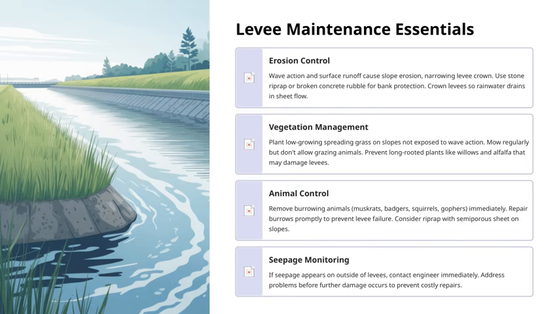Finally, seepage monitoring is critical. If you notice seepage on the outside of the levees, it's important to contact an engineer immediately. Addressing seepage early can prevent more serious issues and costly repairs down the line. Overall, these maintenance steps are crucial to ensure the levee remains effective and resilient against environmental stresses.